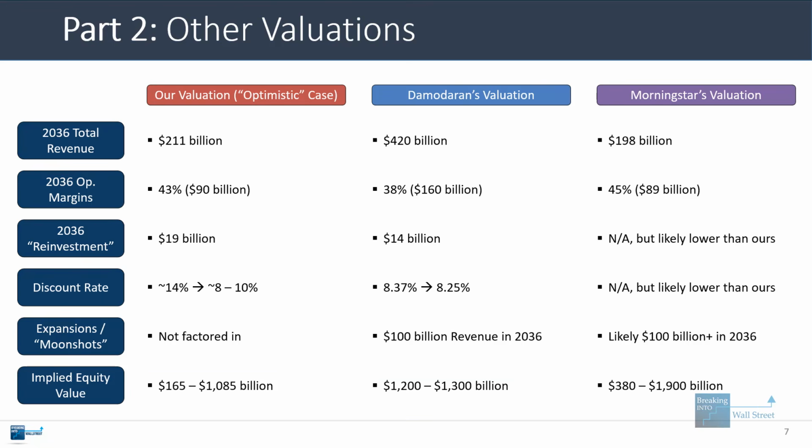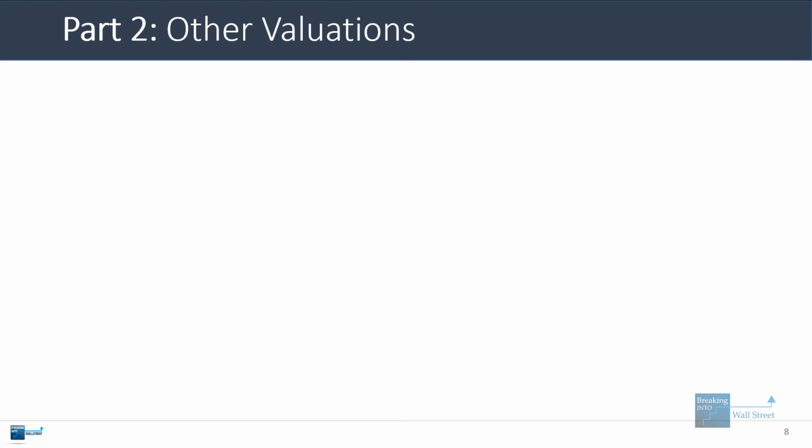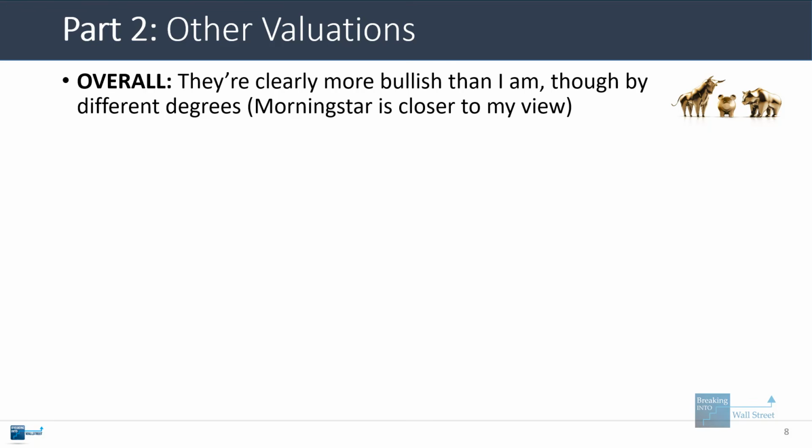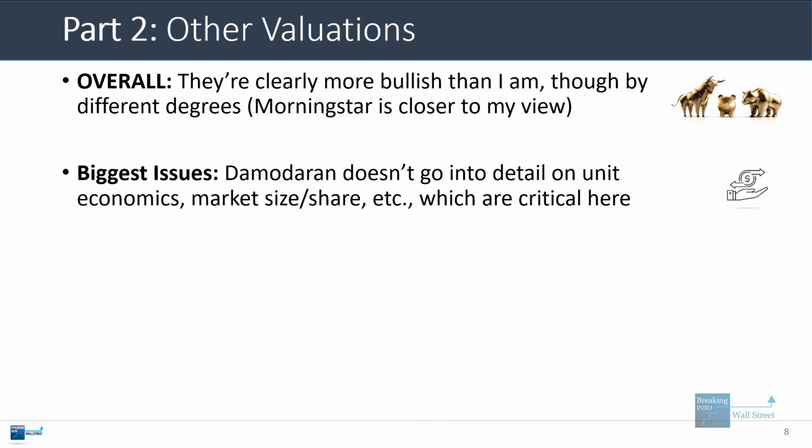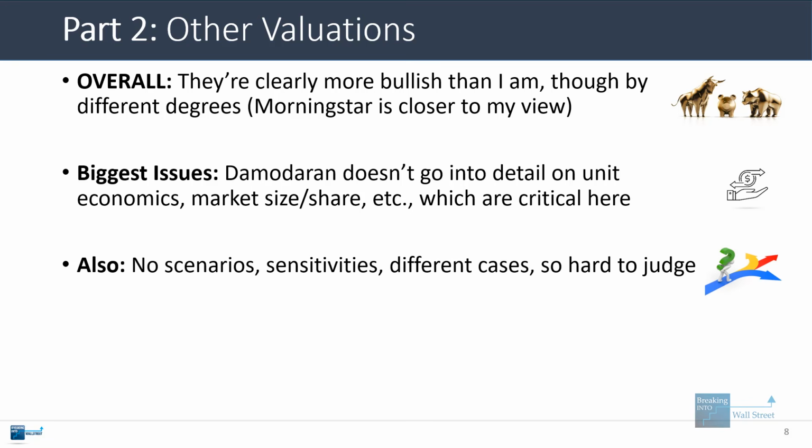So what do I think about all these other valuations? Overall, they're clearly more bullish than I am, though by different degrees. The Morningstar one is actually not that far off from sort of our middle case estimate here. I think my biggest issue is not whether they're bullish or bearish, but the fact that, for example, Damodaran doesn't go into detail on the unit economics or market size or share or anything like that. There are also no scenarios or sensitivities or different cases, which is really important for a company like this.